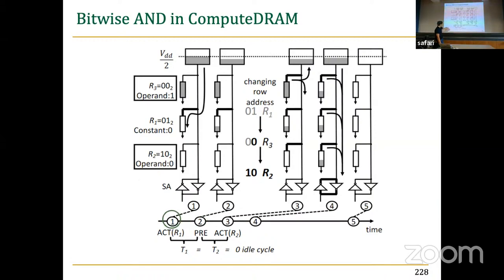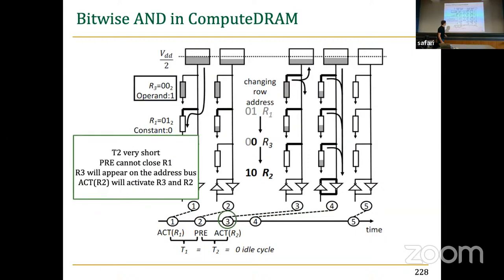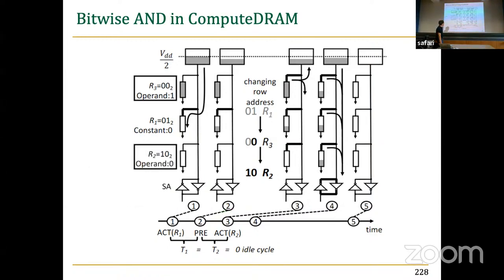First of all, we activate R1, with T1 very short, so the sense amplifiers are not activated. Then also T2 very short, and we change from R1 to R2. And while doing this change from 01 to 10, 00 appears on the address bus, and this activates R3 for just a very small amount of time, but enough for it to start leaking charge onto the bit line, and this way performing the AND operation. So as you see, this was probably a matter of luck, but they indeed showed that it wasn't impossible to perform these operations using real DRAM chips.